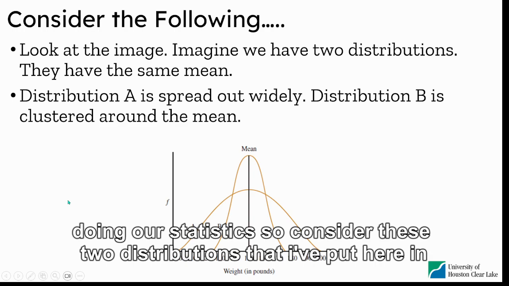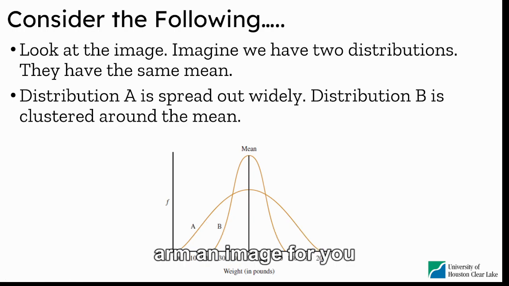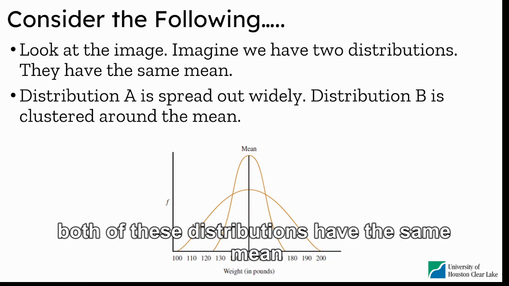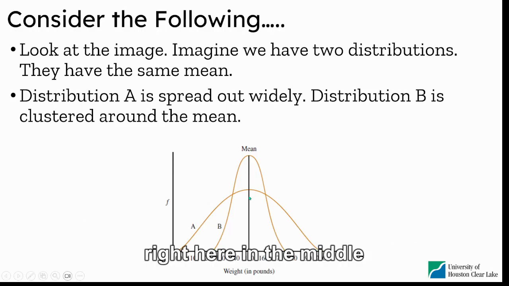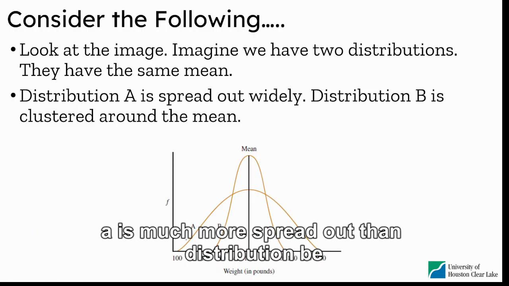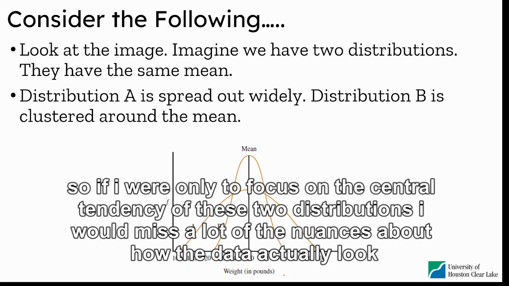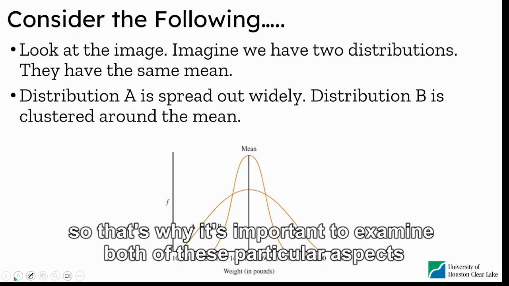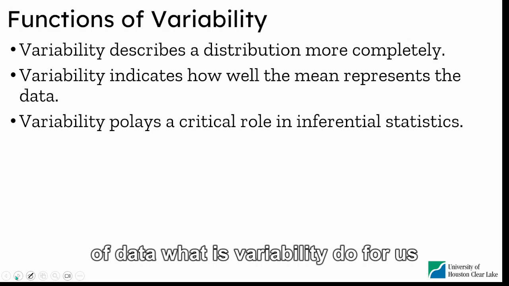So consider these two distributions that I've put here in an image for you. Both of these distributions have the same mean right here in the middle. However, you can see that distribution A is much more spread out than distribution B. So if I were only to focus on the central tendency of these two distributions, I would miss a lot of the nuances about how the data actually look. So that's why it's important to examine both of these particular aspects of data.